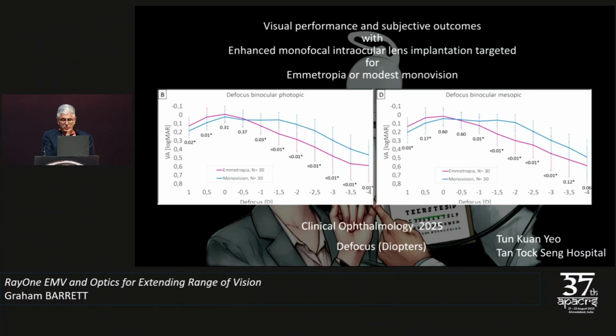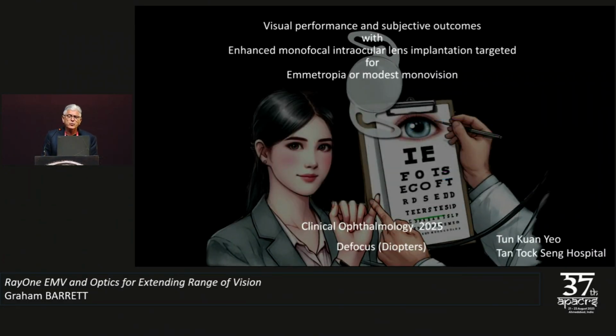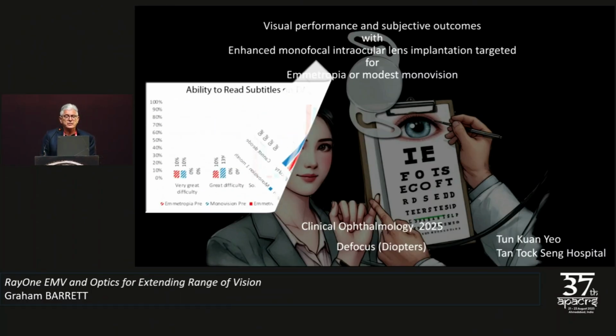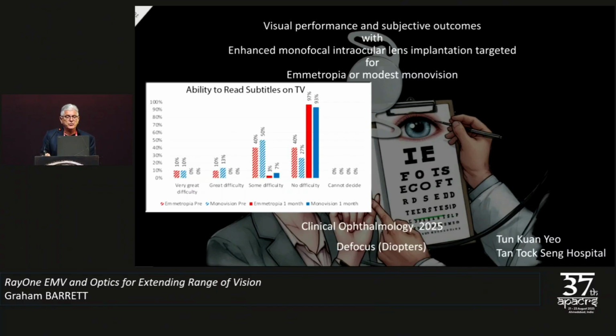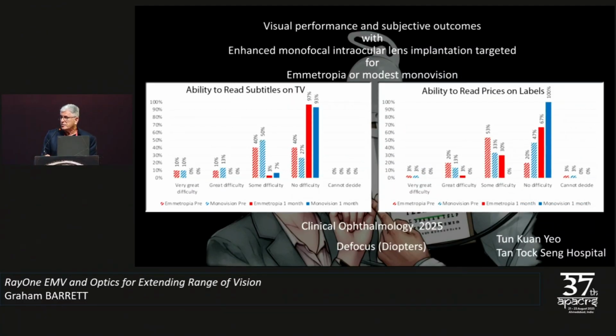This is not only for photopic, as you see on one side of the chart, but even in mesopic conditions. They also did a CAT-QUEST-9 questionnaire, and this shows that over 90% of patients were able to read both small print for labels and also subtitles without glasses. So very good unaided vision. And even when it comes to reading labels, it's 100% with modest monovision and EMV. It's still pretty good for emmetropia in both eyes, 67%.